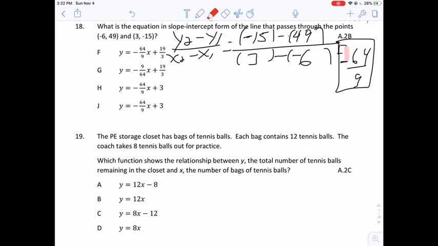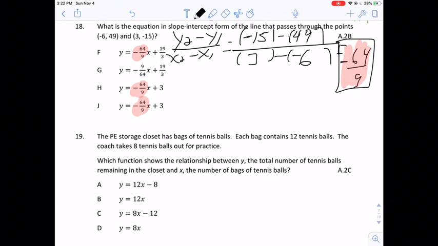So that slope, negative 64 over 9, I see it on answer choice F, answer choice H, and answer choice J. So what do I need to do now? I need to plug one of those coordinates into y equals mx plus b to calculate the b.